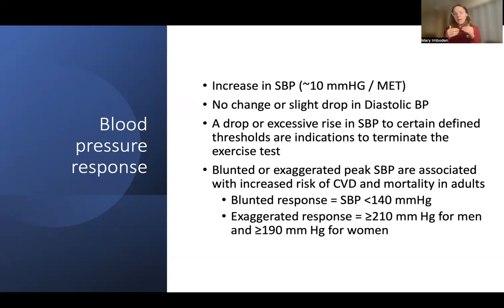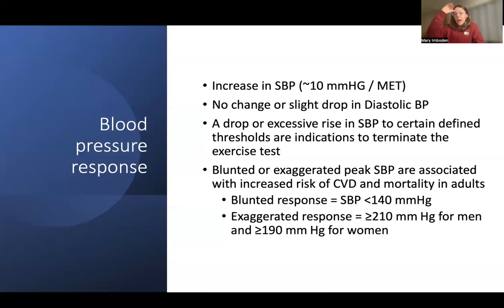Now, there are definitely differences in that depending on the stage you're in and things like if it was low intensity to moderate intensity or moderate to high intensity. You might catch up a little bit, but over the test, that's kind of what we see from start to finish, an average of about 10 millimeters of mercury per MET. With diastolic blood pressure, we want no change or even a slight drop. That's the normal response.